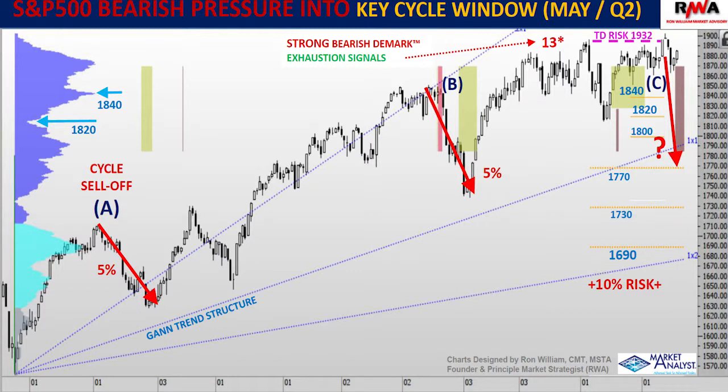The key levels to watch for are 1840, 1820, 1800. These are short-term levels, which are also confirmed by the statistical measure at the left. These are just value zones in the chart. And then the big moves are these levels here, 1770, 1730, and 1690. Add them all up together and it equals roughly up to a 10% downside risk on the S&P 500.